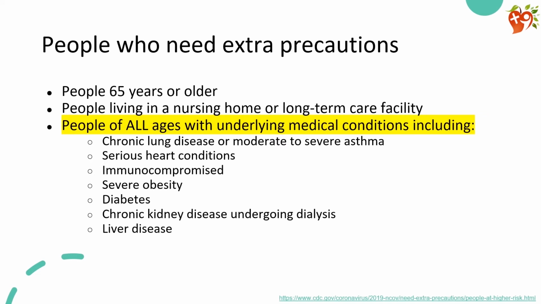For people who are at higher risk, you need extra precautions. Everyone needs to be precautious when it comes to COVID-19. However, some people need extra precautions. These are people who have serious underlying medical conditions, live in a nursing home or long-term care facility, or are over 65 years old. People who fall under one or more of these categories may be at higher risk for severe illness from COVID-19. These underlying medical conditions include chronic lung disease, serious heart conditions, immunocompromised people, severe obesity, diabetes, chronic kidney disease undergoing dialysis, and liver disease.